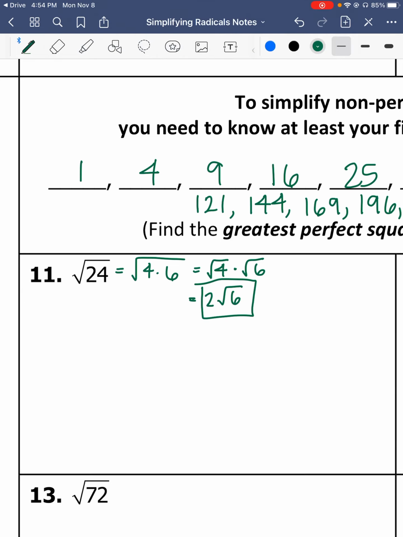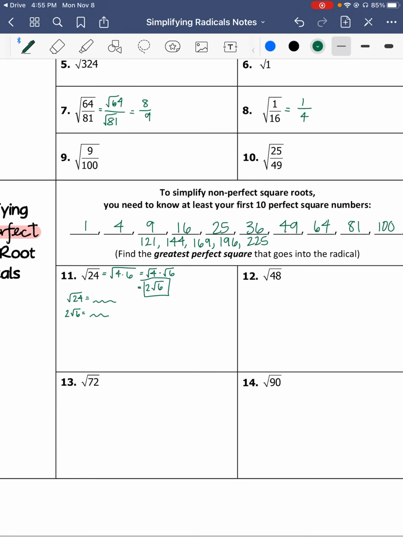And actually, if you take your calculator and calculate the square root of 24, you get some decimal, right? And then if you do 2 times the square root of 6 in your calculator, you're going to get the same exact decimal, okay? So we know that these two numbers are exactly the same, okay?